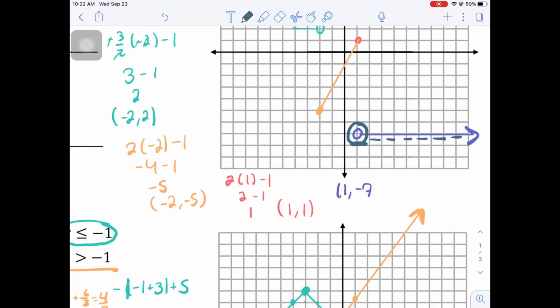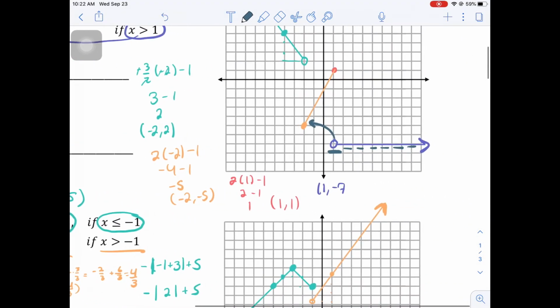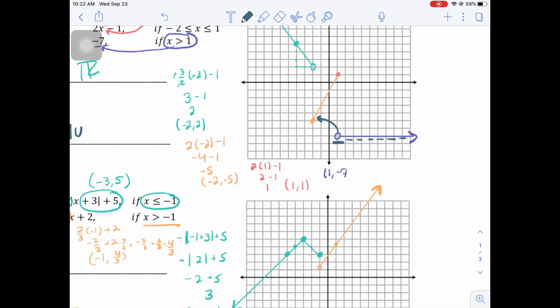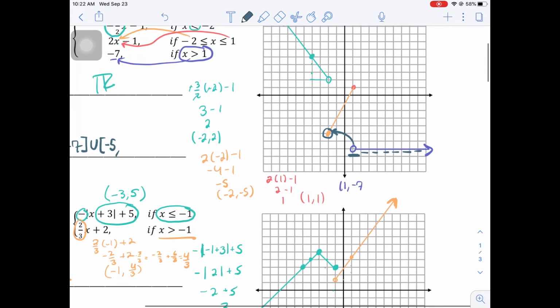From there I said follow the graph up. Well, if we follow this graph up, there's a huge gap, right? There's all of this section right here where there's no y values. So what we have to do is close that negative 7 and put a union sign. Union is telling us that we're jumping. We're jumping to this value, negative 5. So we can bracket negative 5 because it's a closed circle.